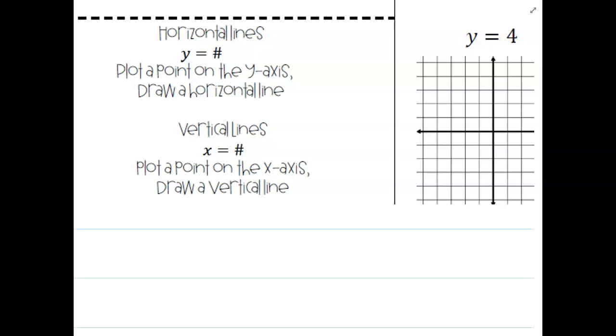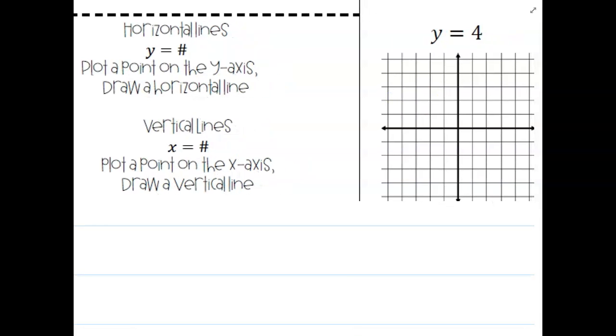Okay? So, a y-only line is a horizontal line. Now, how you're going to decide where to draw this horizontal line, okay? It kind of tells you. On your y-axis, at 4. 1, 2, 3, 4, okay? That's where you're going to draw your horizontal line.